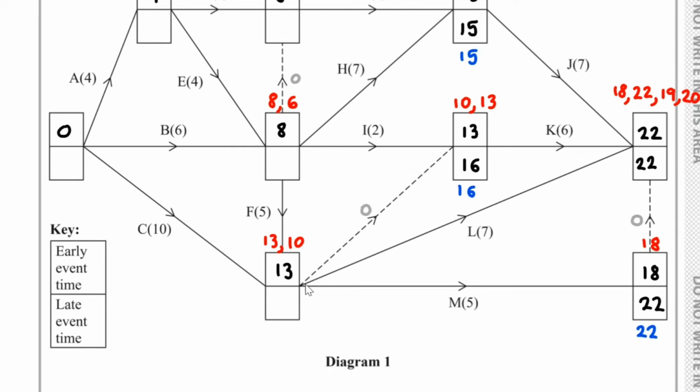Now, let's think about what could go here. We have 16 take away the 0, which is 16. We also have 22 take away 17, which is 15. We also have 22 take away 5, which is 17. The smallest one is 15. So 15 goes here.